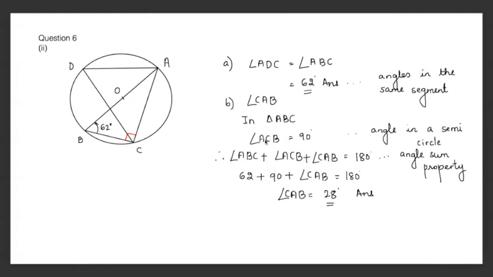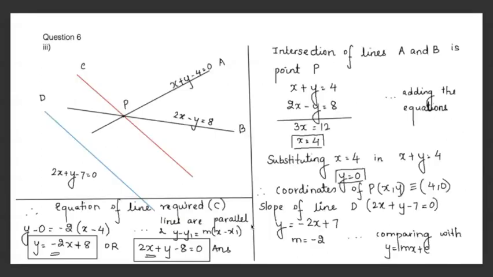As I said earlier, angle ACB is 90, so we can make use of the angle sum property for the three angles of triangle ABC. One is 90 that we found, 62 was given, and therefore you can easily find BAC or CAB as 28 degrees. A simple question.